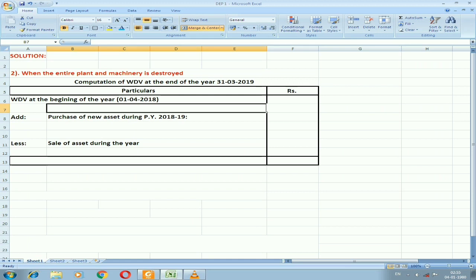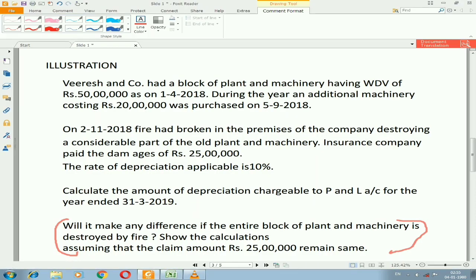When the entire plant and machinery is destroyed, you can see I have reduced the format, because if the entire plant and machinery is destroyed, there will be no particular asset for the year end. If there is no asset, then there will be no depreciation calculation. That is the reason I have not entered that. So now let me start with the solution.